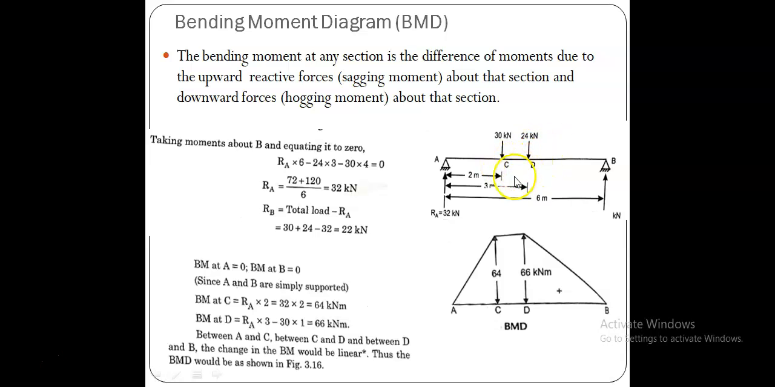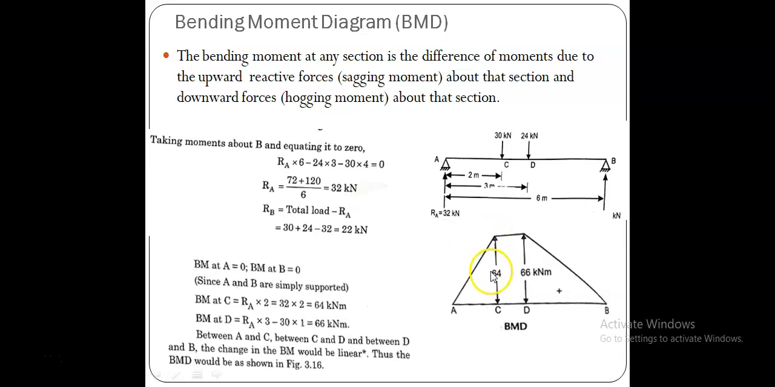Then 24 into 1 is the applied force into distance, which produces the hogging. Therefore it is minus 24 into 1. So 88 minus 24, finally we have 64 kilonewton meter. The net moment is sagging.